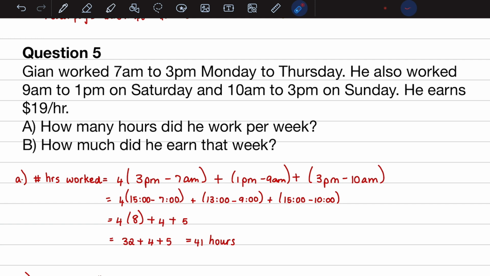Oh, and on Sundays as well, 10 a.m. to 3 p.m. So 10, 11, 12, 1, 2, 3. Right, so that's 5 hours. So that's 36 plus 5 is 41. Right, so look at here, 41 hours. And it's $19 per hour. 41 times 19 is 779.